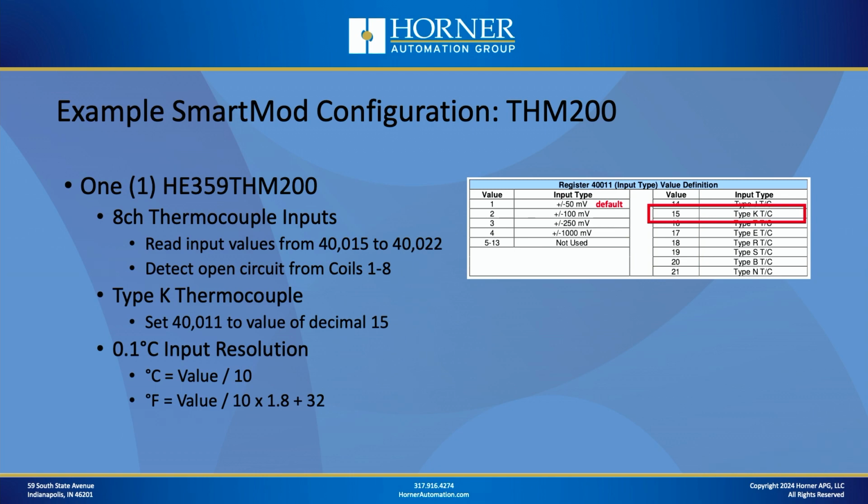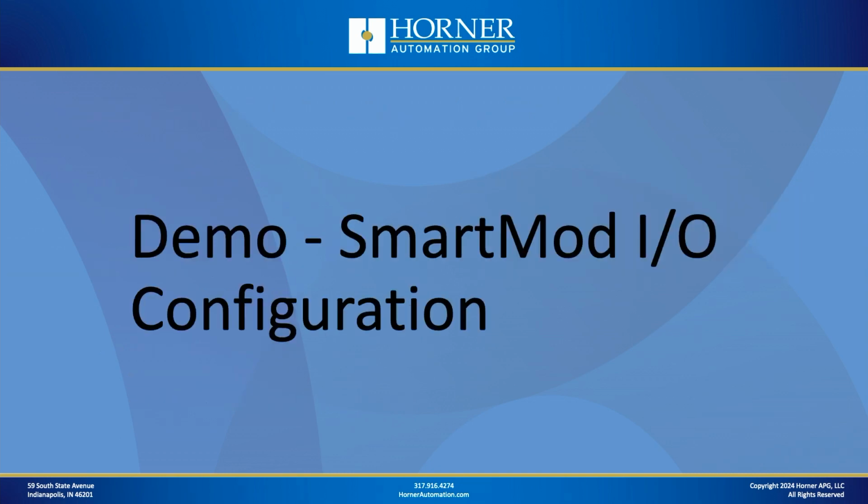So if we want to leave them in degrees C, then we'll probably convert that analog value that we read over Modbus into a floating point value and divide it by 10. If we want to convert them to degrees F, we're going to take that Modbus value, convert it to floating point, divide by 10, multiply by 1.8, and add 32. Those are the equations we would use in those scenarios. So let's go ahead and fire up Cscape and take a look at this configuration.